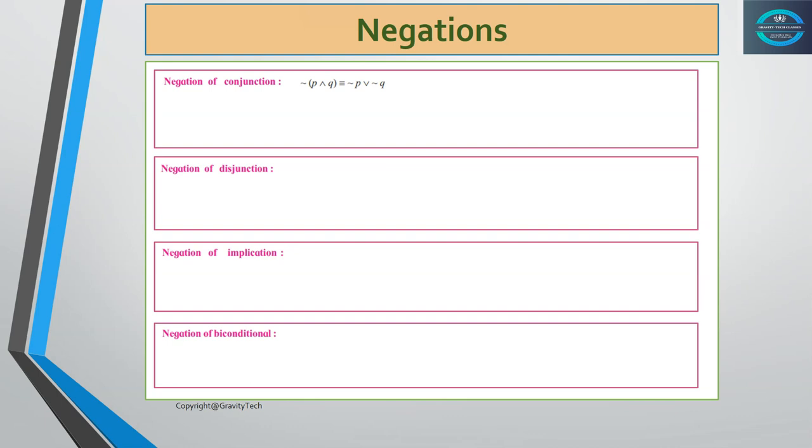Negation of P and Q, what does its negation become? Basically negation of P and negation of Q, right? The negation will be taken of both, right? So let's look at how it is.